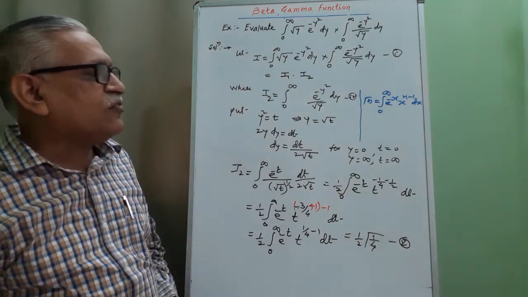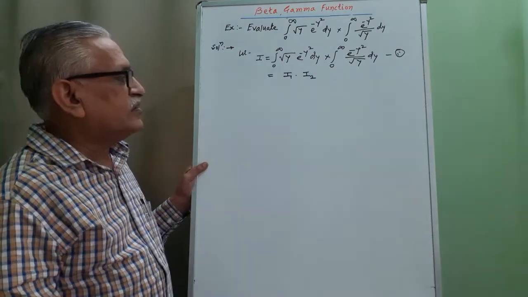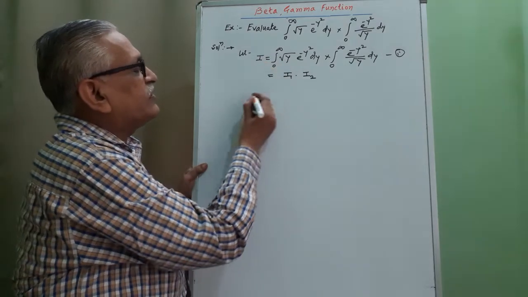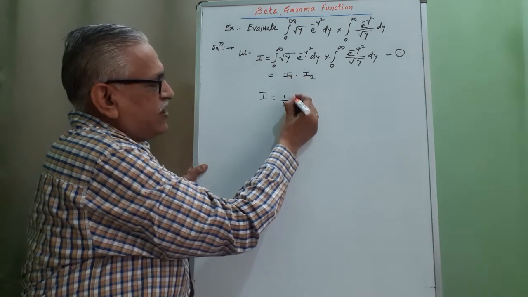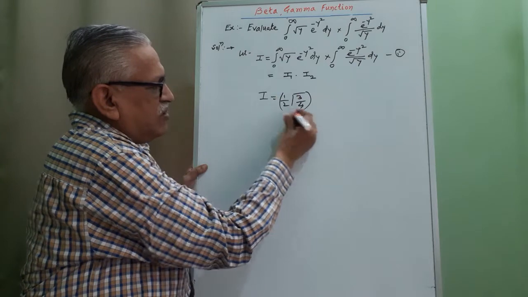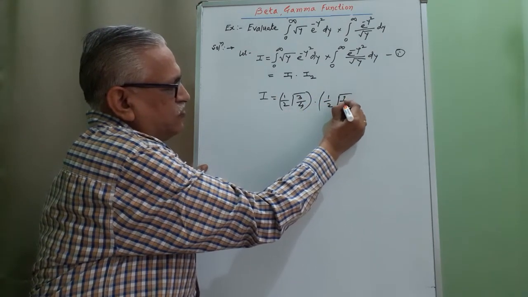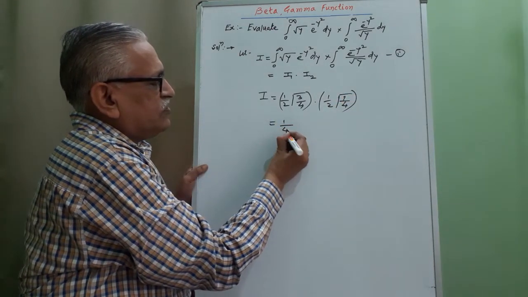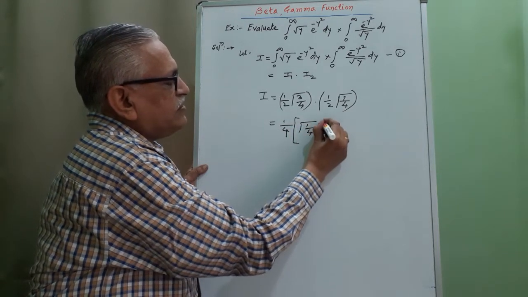Therefore, substituting the values of I1 and I2 in equation 1, that equation 1 becomes I is 1 by 2, value of I1 is 1 by 2 gamma 3 by 4, and value of I2 is 1 by 2 gamma of 1 by 4. Therefore, it becomes 1 by 4 into gamma 1 by 4 gamma 3 by 4.